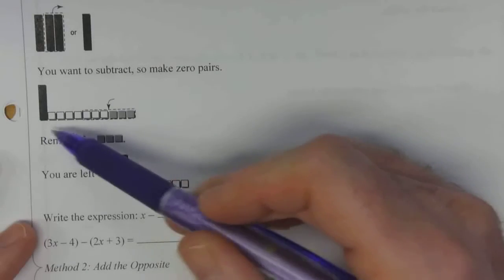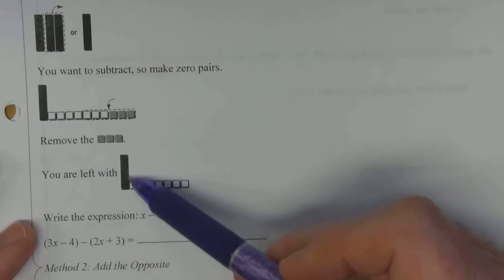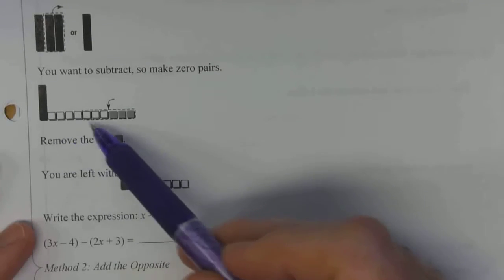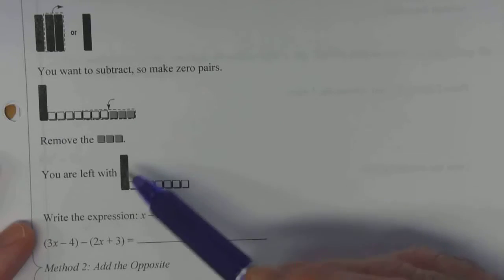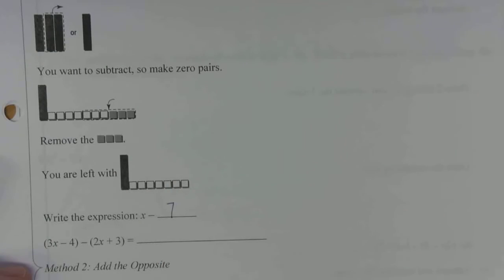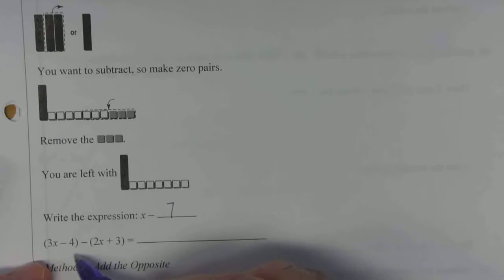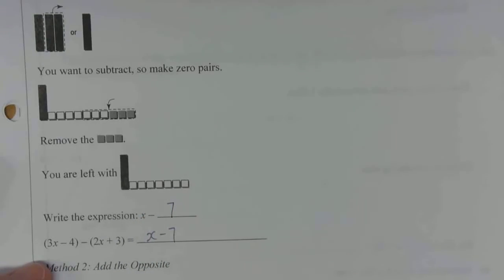So now that we've got those positives in there, we can take those 3 out, and it leaves us with 1 solid x bar, and then we've got 7 negatives. So this is x minus 7. So 3x minus 4, subtracting 2x plus 3 gives you x minus 7.